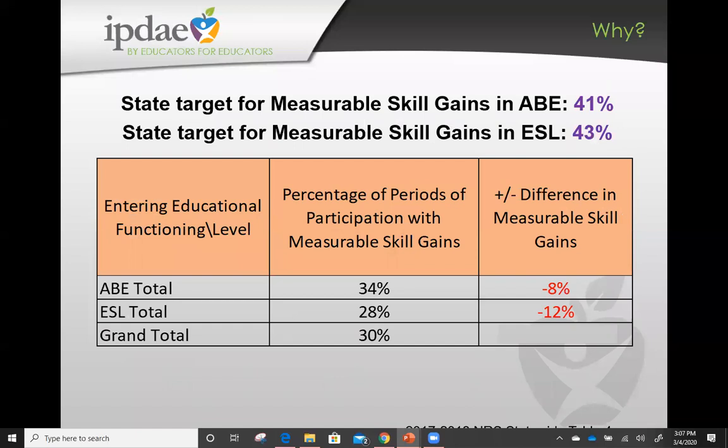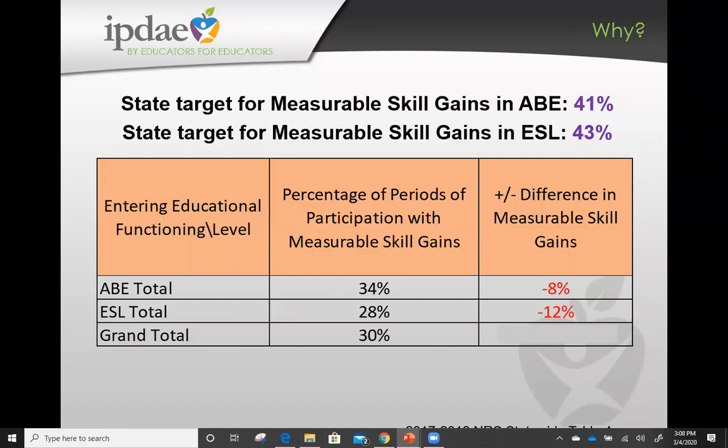If you look at the total percentage of measurable gains for ABE, we are only at an average of 34%. That is a deficit of 9. I think it's 9 because this was based off of the 40% initially. So this is a 9% difference from our goal. And with regards to ESL, the ESL total is 28%, and that is a deficit of 14% from the 43% state target.